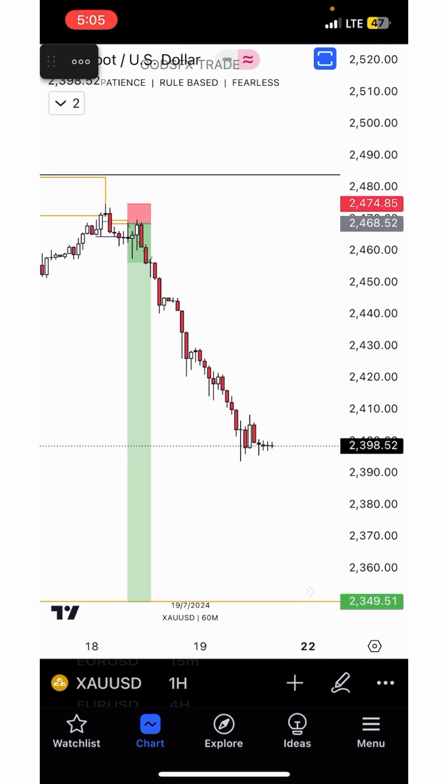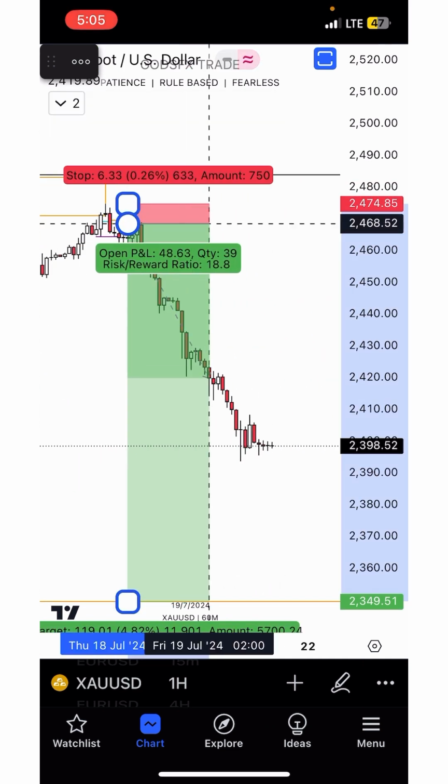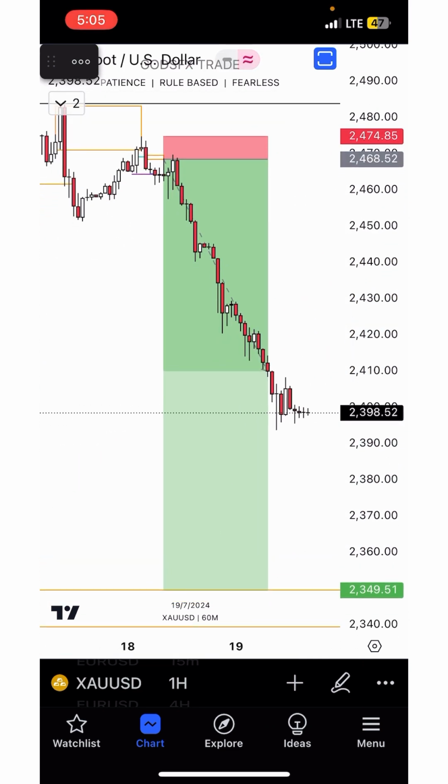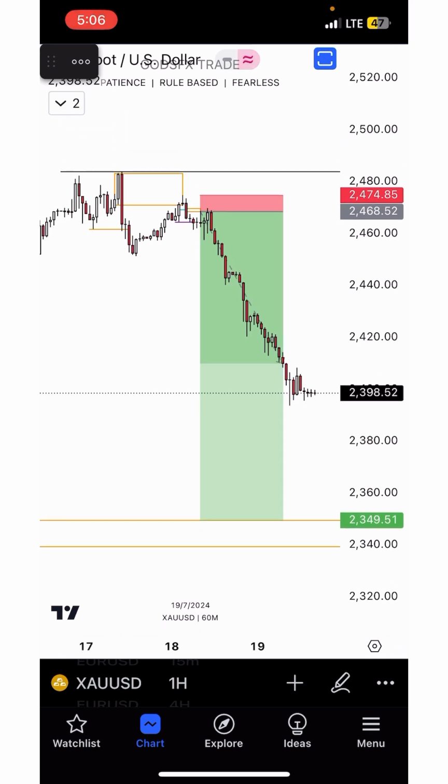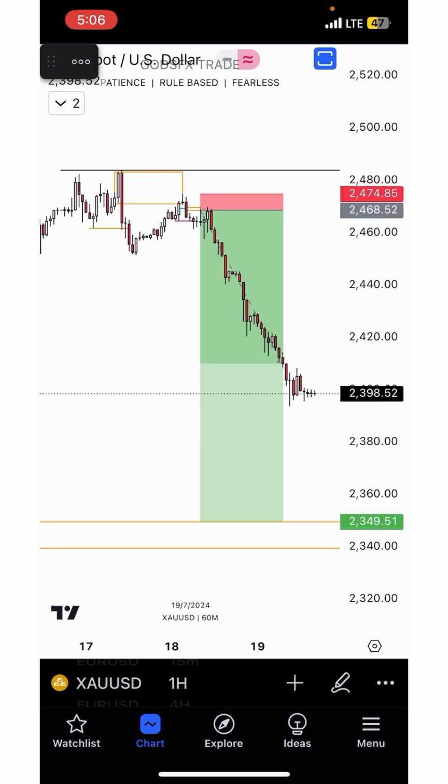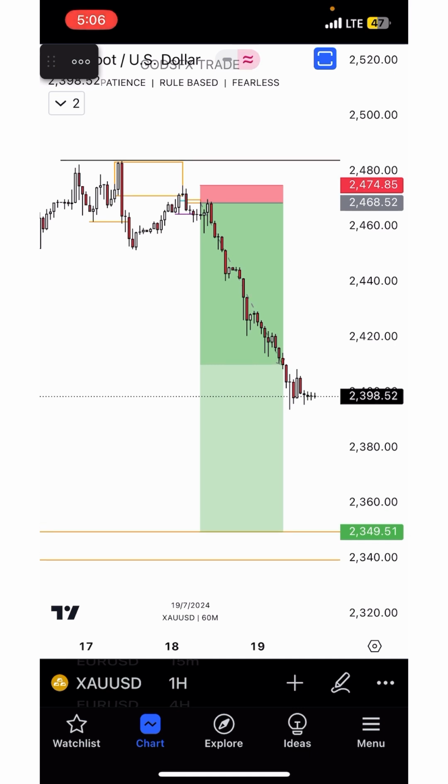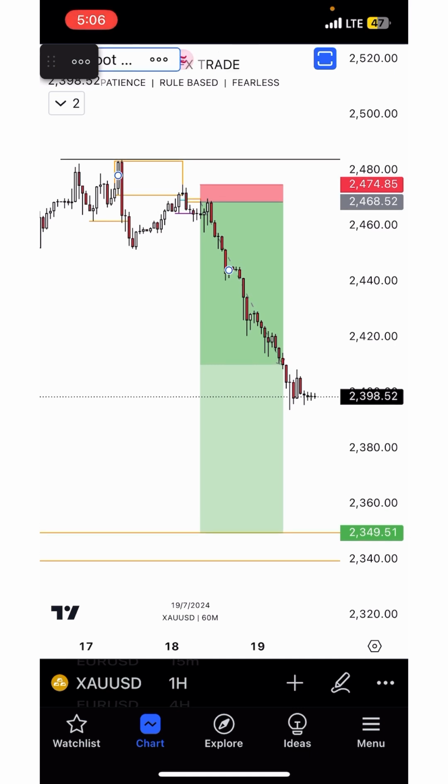That was my target. I'm still holding a little position on this trade, and also those that are on my premium group can also testify about it. This is the trade that we took this week. This is how we got in on this trade.